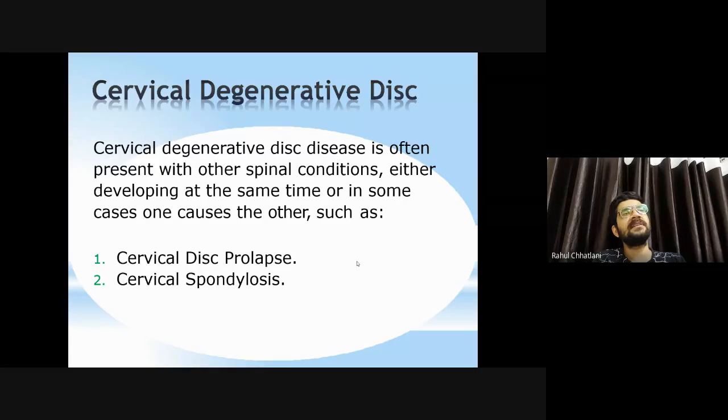So cervical degenerative disc disease often presents with other spinal conditions, either at the same time or in some cases one causes the other, such as cervical disc prolapse and cervical spondylosis. Both of these we are going to see in detail. So it will not be cervical degenerative disc alone; associated with it there will always be cervical disc prolapse or cervical spondylosis.